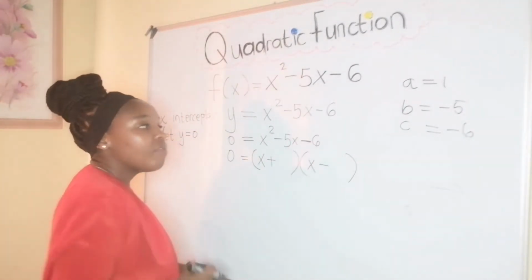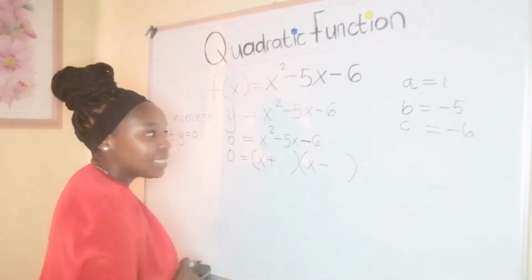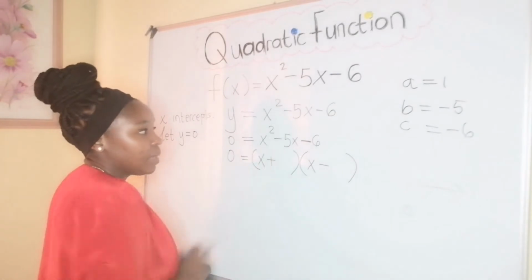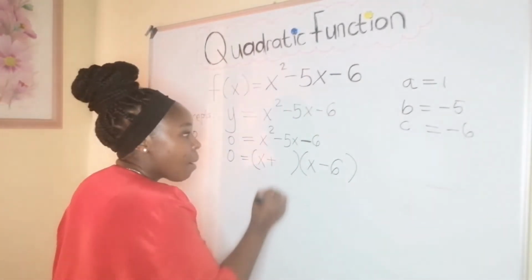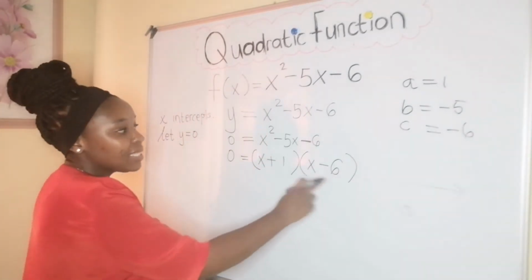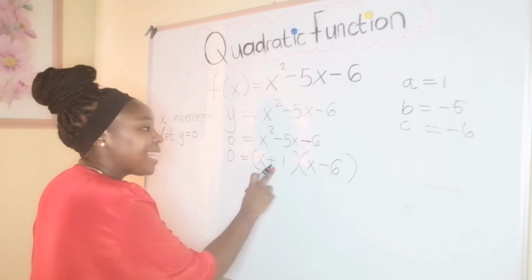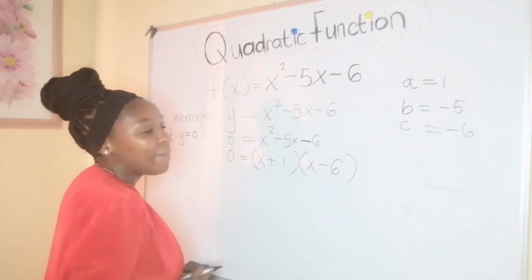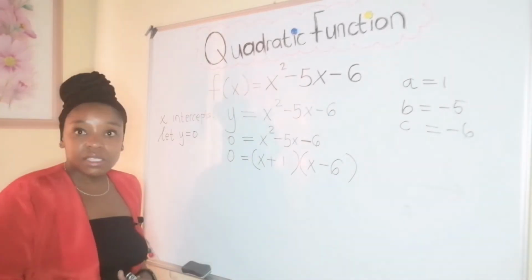And then we're going to think of the factors of 6 that when I plus or minus them, they'll give me a minus 5. So if you take a minus 6 plus 1, minus 6 plus 1 gives us a minus 5. And then a plus 1 multiplied by a minus 6 gives us a minus 6. So we've already factorized this equation.